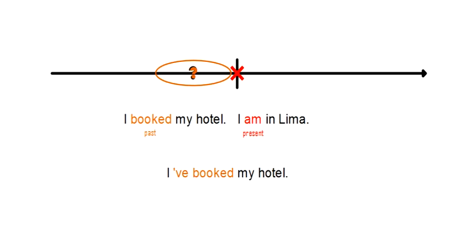So I might tell you, I've booked my hotel. It's not necessarily important to say this part, actually, because we are in the present. Maybe you're talking to me and I'm standing in front of you on a street in Lima. I'm not going to tell you I'm in Lima. Or I'm about to leave on my trip.